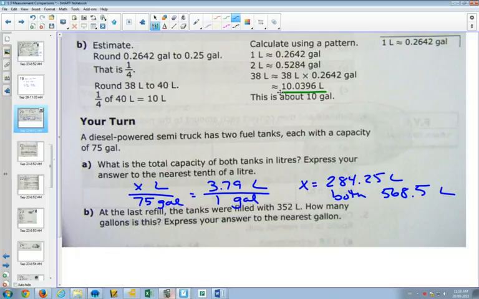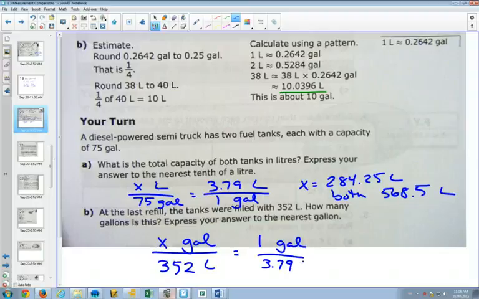At the last refill, the tanks were filled with 352 liters. How many gallons is this? So again, always setting it up X gallons. We know it's 352 liters. We know that 1 gallon is 3.79 liters. Multiply both sides by 352. And your calculator comes out and tells you 92.88 gallons.